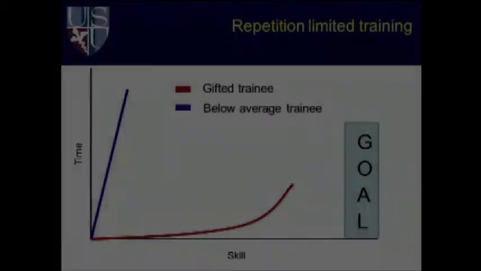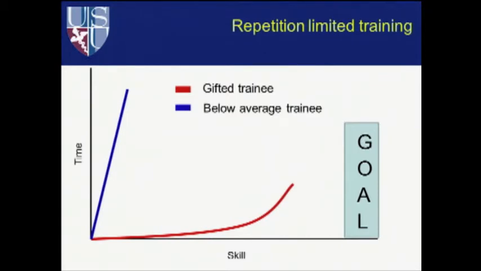You can see a similar pattern with repetition limited training, right? So the same below average and gifted trainee, it's going to take your below average trainee more time to be able to do whatever number of repetitions you've arbitrarily decided that they need to do. Their performance will improve, but again, your naturally more gifted trainees are going to progress at a faster pace than those who don't come to the table with the same dexterity. And again, your variability is going to be exactly how much skill is acquired by any one of those trainees during the program.